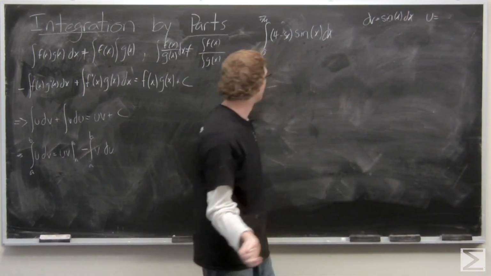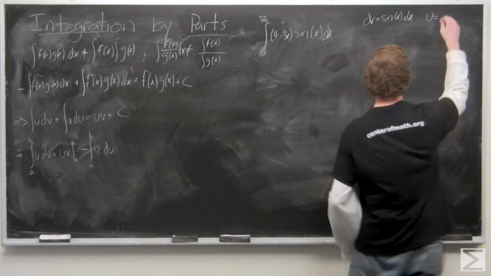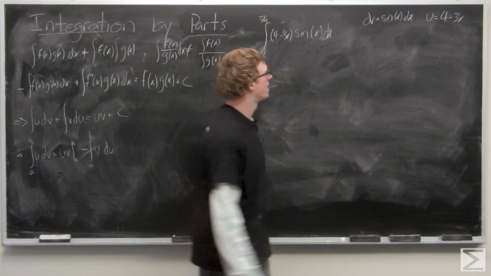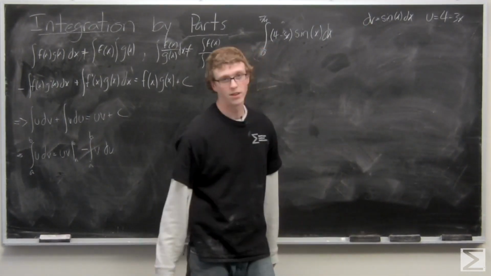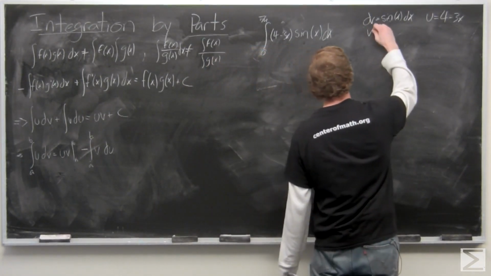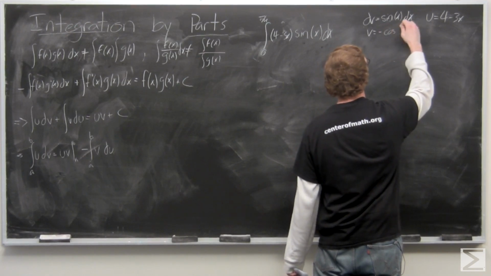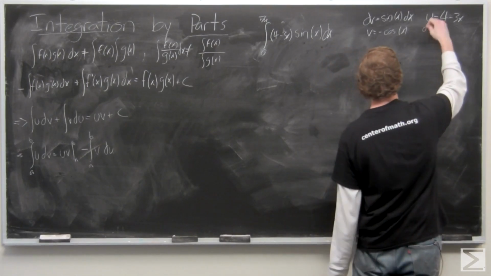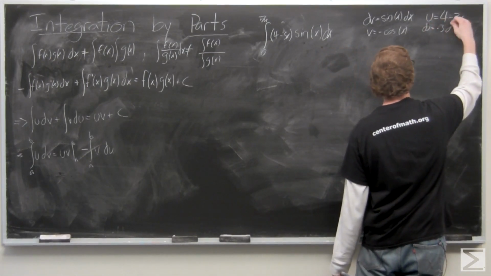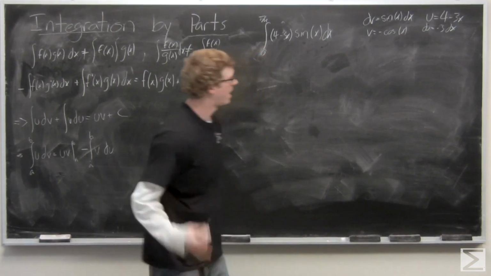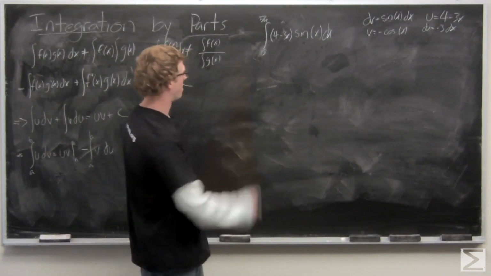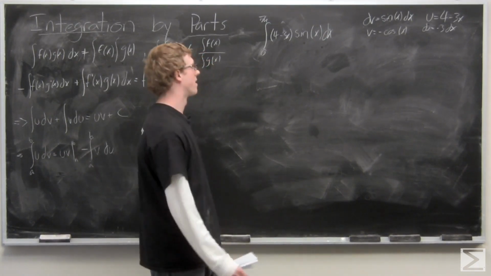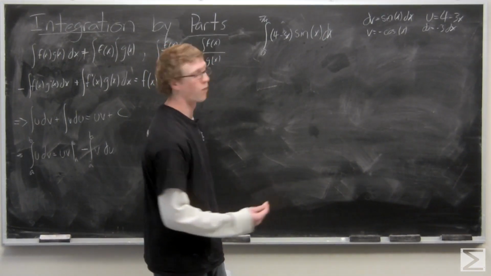Which leaves our u to be 4 minus 3x. We're going to take the antiderivative of dv and the derivative of u. And du equals negative 3 dx. So now that we have our v and our u, and our limits of integration have already been set up, we can go ahead and do the multiplication and then evaluate for our limits.